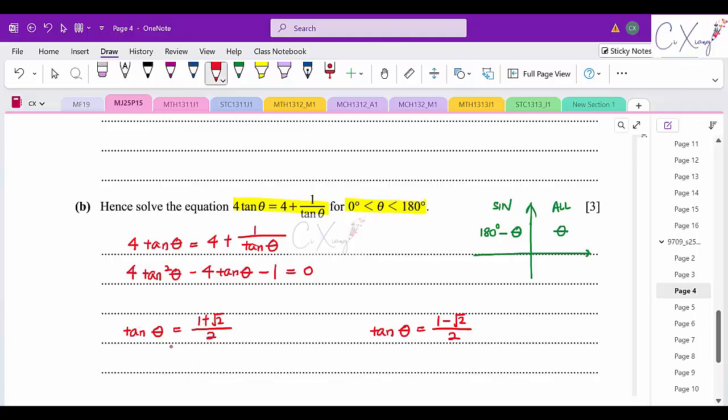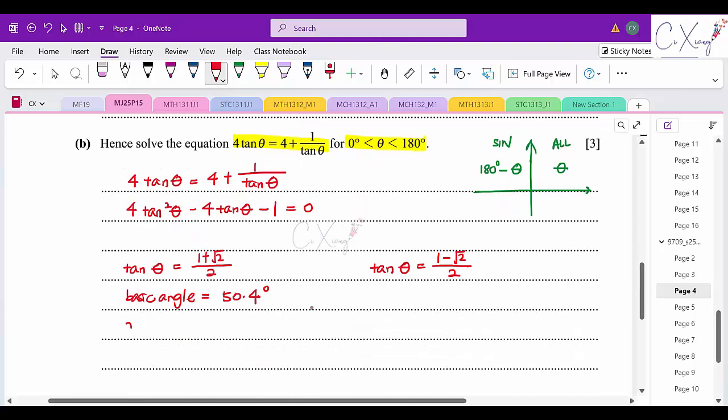Tangent theta equals to (1 plus 2) over 2. To get the basic angle, you try to press tangent inverse, then this value on the right. When you press the calculator, by right, you'll be having 50.4. Okay, then once you get the basic angle, we need to go through the quadrant to get an answer for the theta. We are looking for tangent positive. In the first quadrant, is tangent positive? Yes. So I want to get an answer from here.